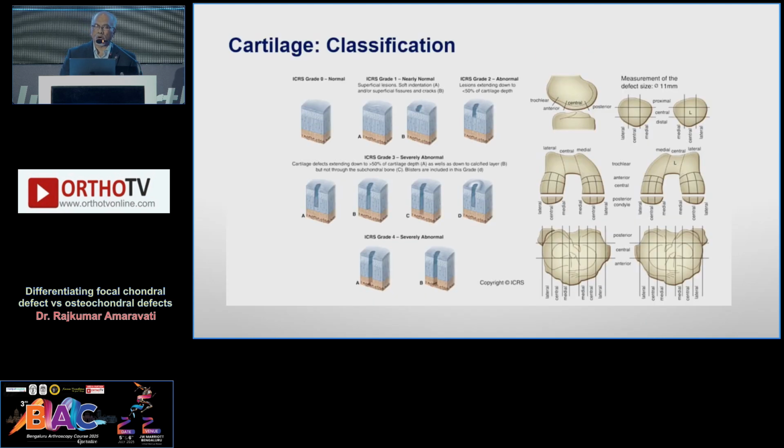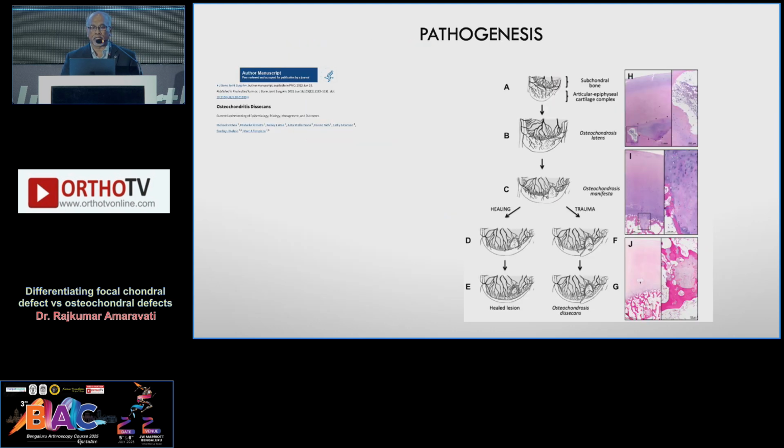Cartilage classification, all of us know. A chondral lesion stays above the subchondral bone, and an osteochondral lesion does involve the subchondral bone. That is the basic difference. And when it is grade 3 and grade 4, that is when we step in and try to manage surgically. Otherwise, there is an option of managing them conservatively as well.